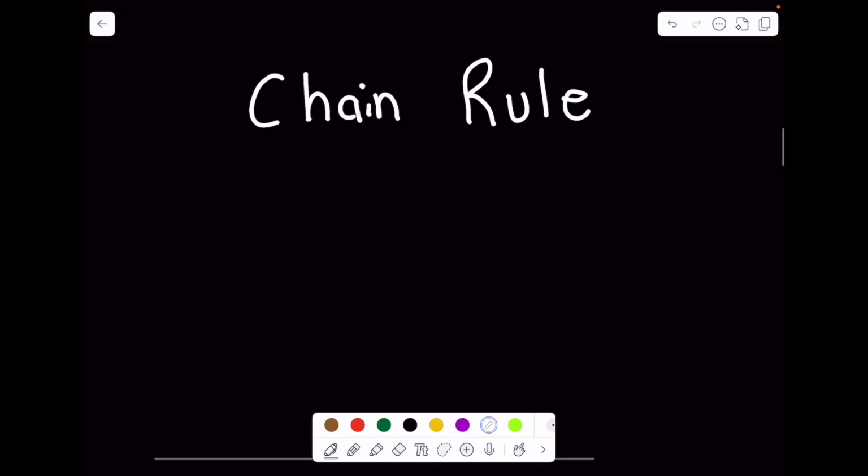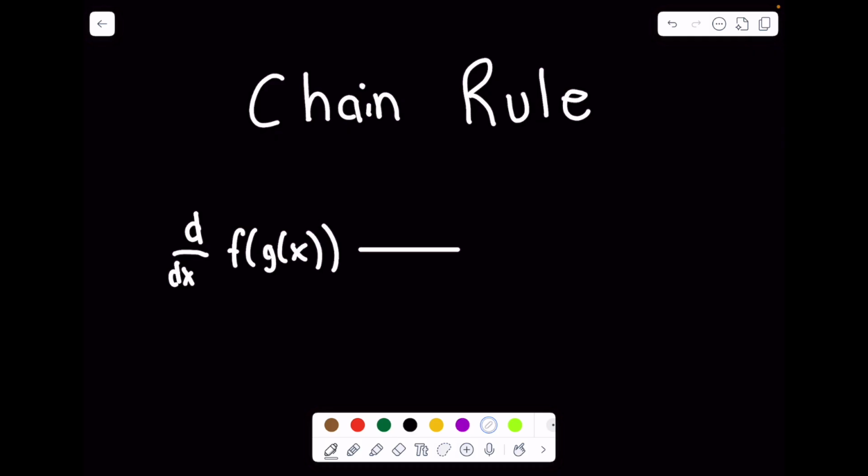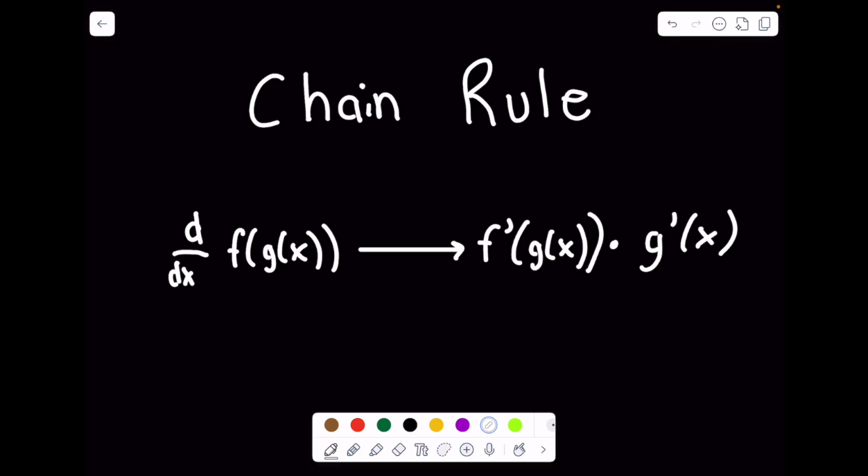The chain rule is a method used to differentiate composite functions, that is, functions formed by composing one function inside of another. The most basic formula of a composite function is f of g of x. Once you take the first derivative using the chain rule, you get the derivative of the outer function, so f prime of g of x, multiplied by the derivative of g of x. We'll start off with some simple examples and build up as the video progresses.